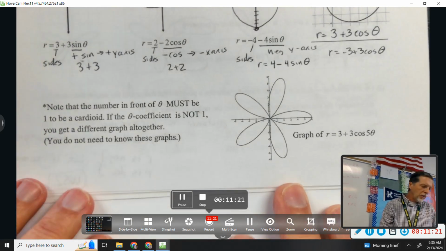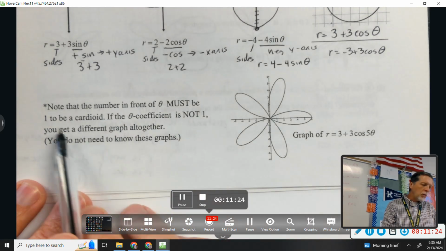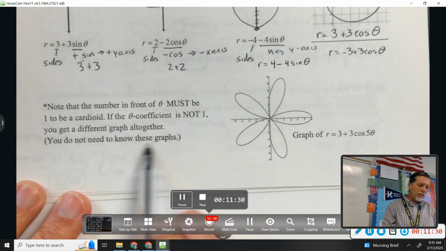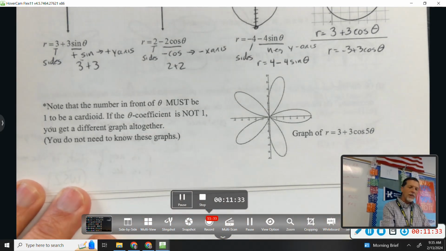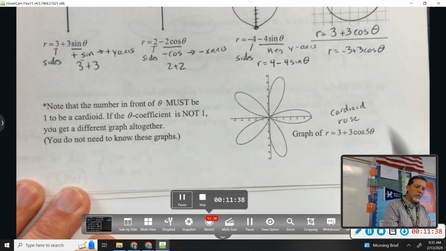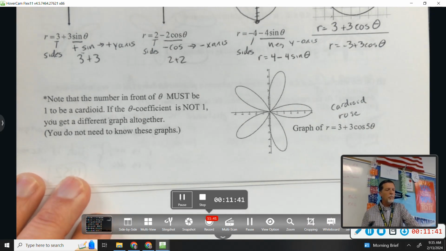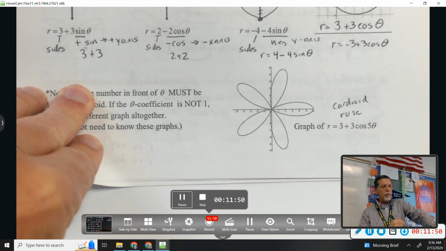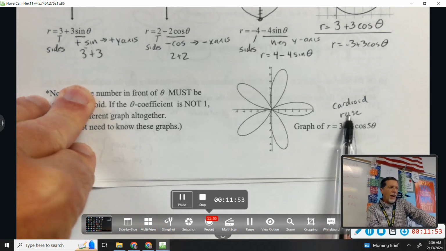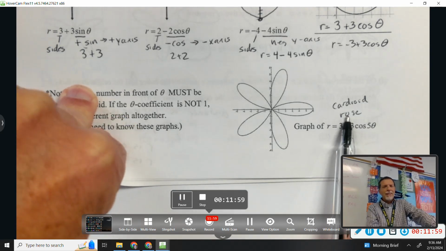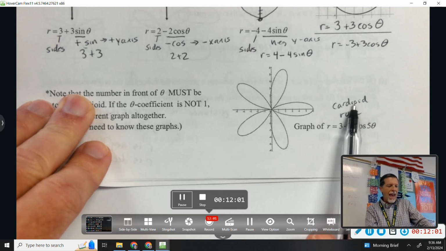Okay, a little side note here. The number in front of theta must be 1 to be a cardioid. If the theta coefficient is not 1, then you get some crazy graph. You don't need to know these graphs. It's like part cardioid, part rose. We're not doing anything crazy, but you can get some fun and crazy graphs with those things. We're keeping them simple. This would be like, you know what the graph of x squared looks like. You know what the graph of absolute value looks like. If you added them, it'd be kind of weird looking, but we're not going to do that. We're not going to add cardioids and roses together.